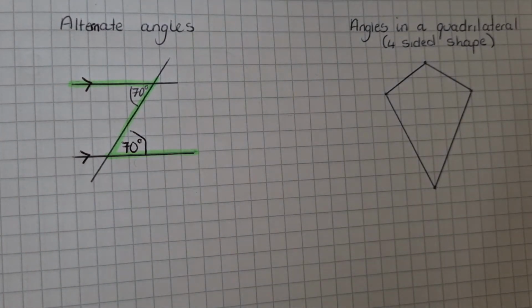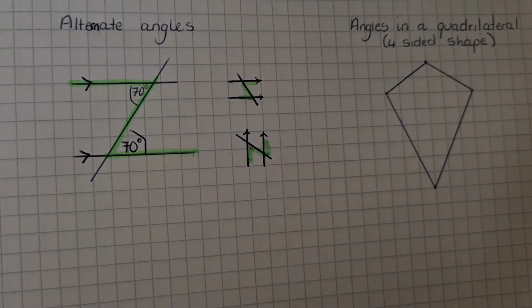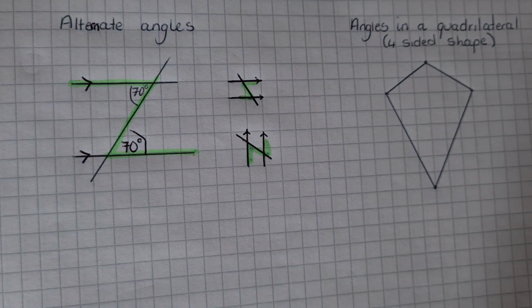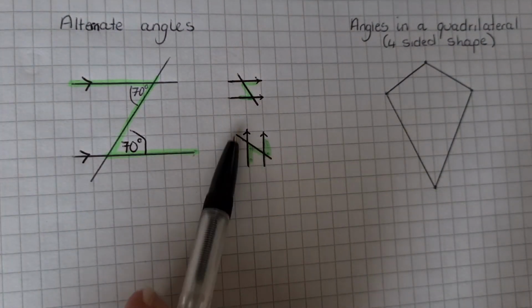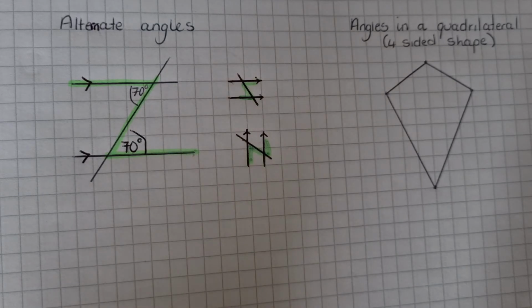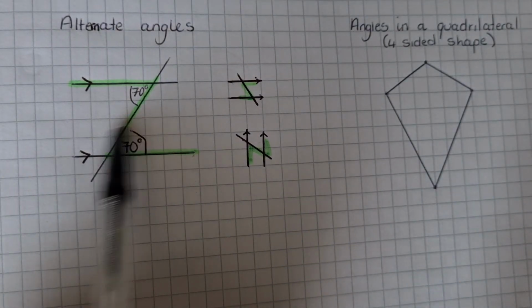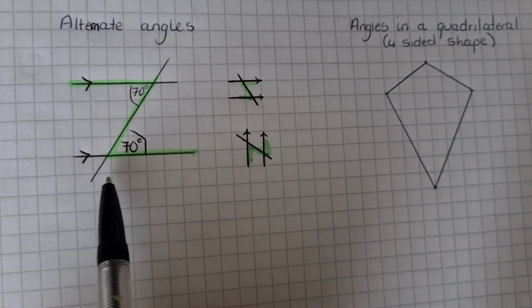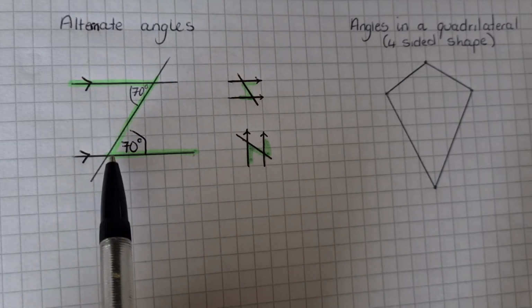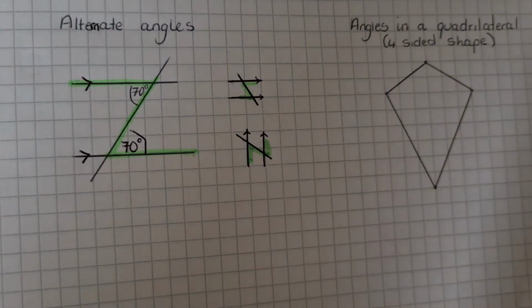And again, same with the corresponding angles. Your Z doesn't always have to be going in the right direction. So it could be back to front, or it could be sort of lying on its side. The same rules apply. Now looking at this one again, we can use the rules that we've gone over already to fill in all the missing angles if you needed to.